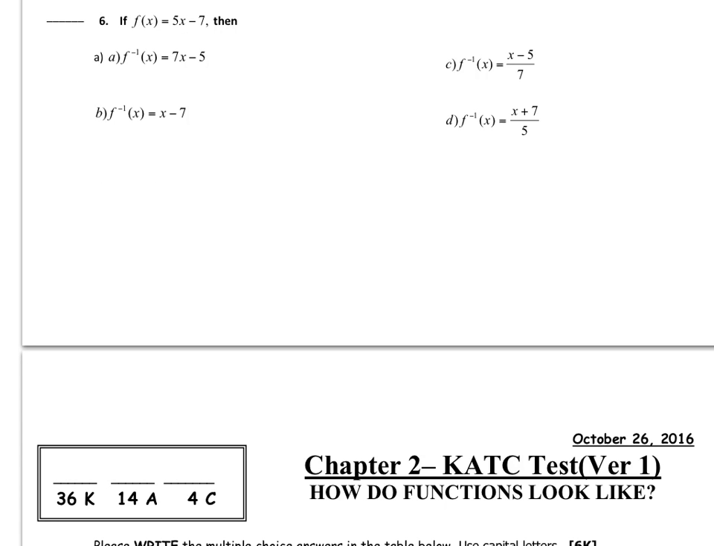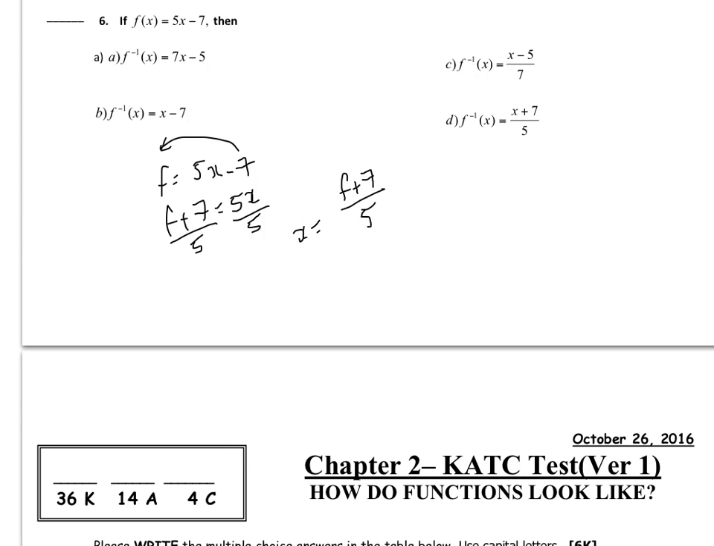The next question asks, if f of x is 5x minus 7, what is f inverse? So I'm going to write f is equal to 5x minus 7. I'm going to bring negative 7 to the left. I get f plus 7 is equal to 5x. Divide by 5. I'm going to get x is (f plus 7) over 5, or f inverse. The last step: replace x with f inverse and f with x. And if you look at these options, the only one which is true is going to be option D.